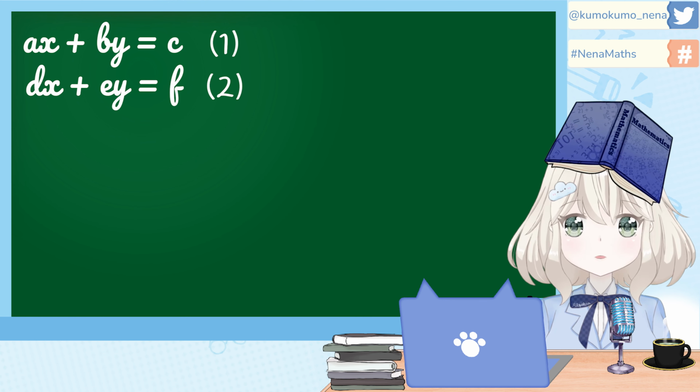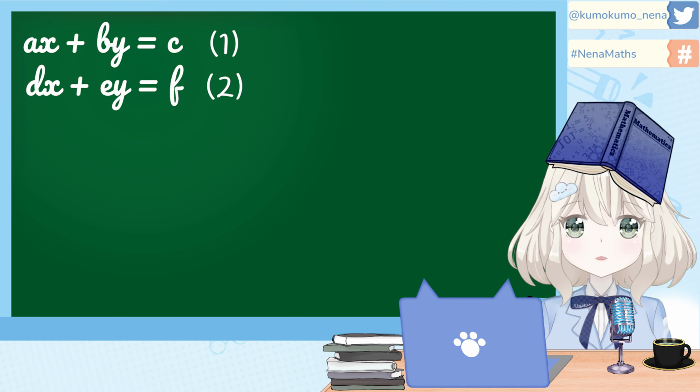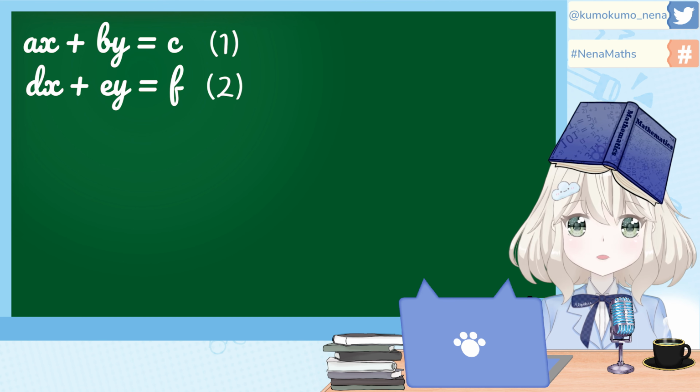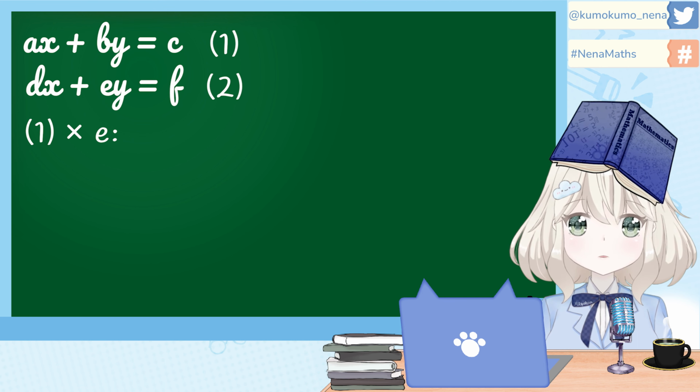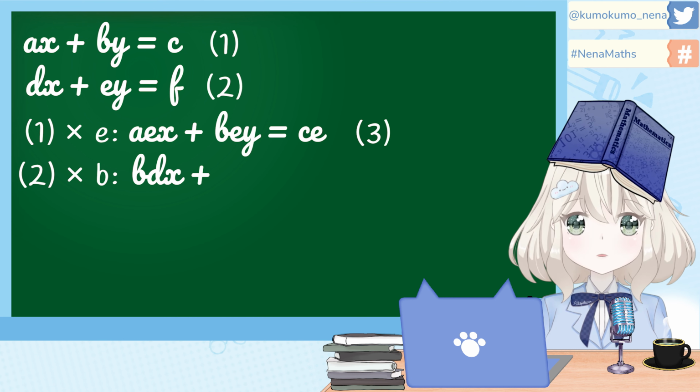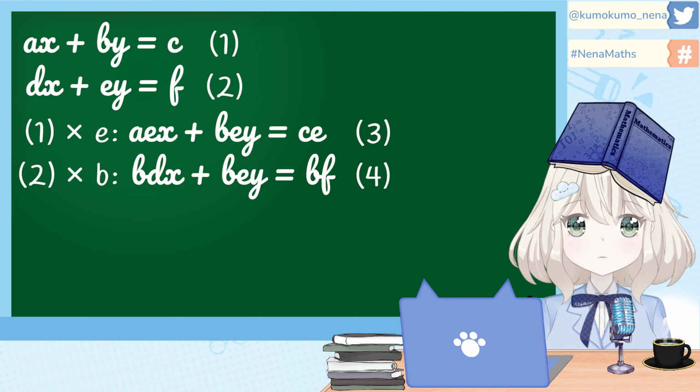We take two linear equations with arbitrary coefficients. ax plus by equals c, dx plus ey equals f. Here we use the elimination method. Firstly, we need to make the coefficients of y equal, so we multiply the first equation by e and get aex plus bey equals ce. If we multiply the second equation by b, then bdx plus bey equals bf.